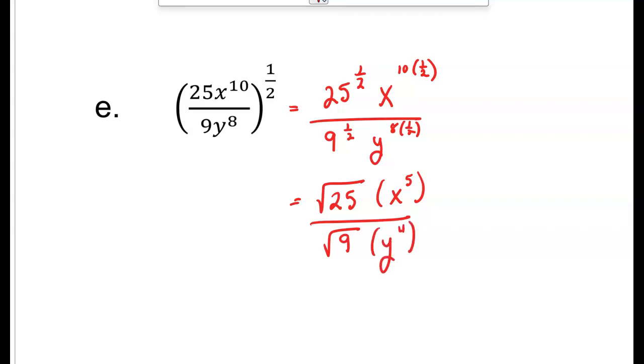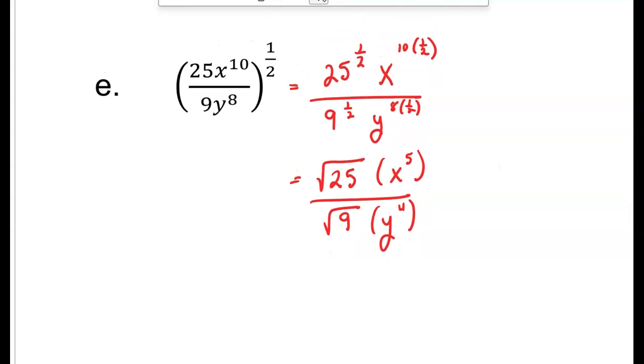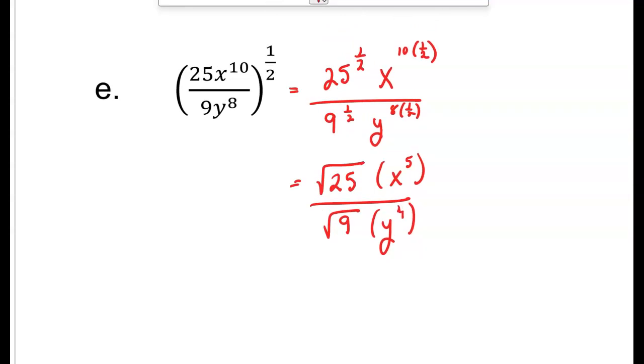Okay, I'm putting parentheses there because I don't want you to try to do something else with those. Basically, we simplified our exponents. Now we just got to do the math. What's the square root of 25? So it'll be 5x to the 5th on top. What's the square root of 9? 3.